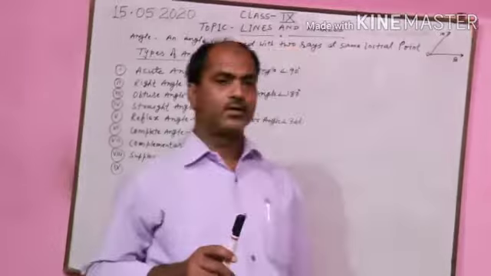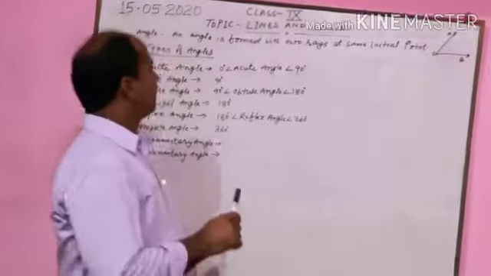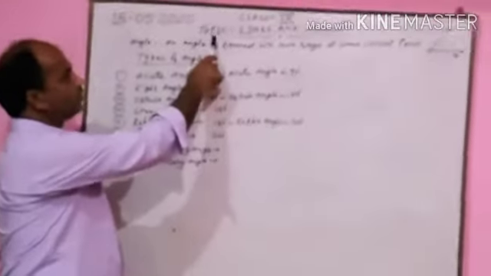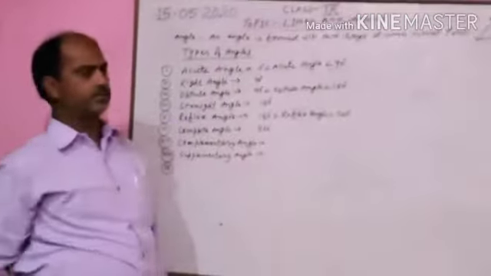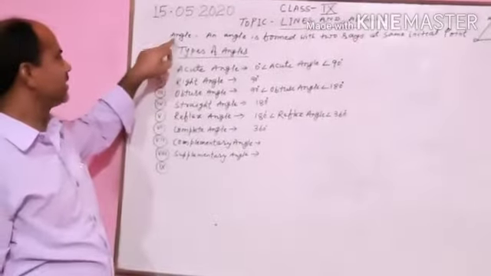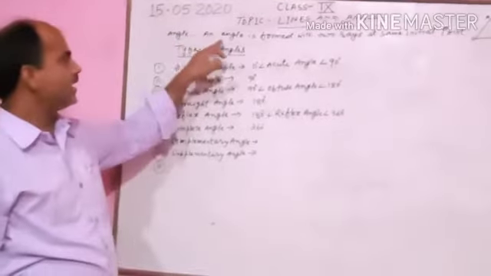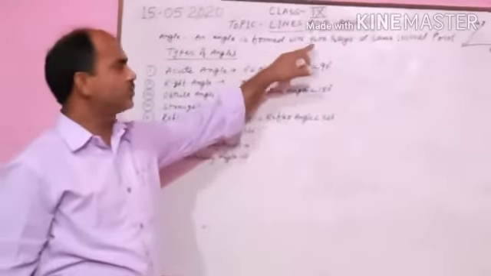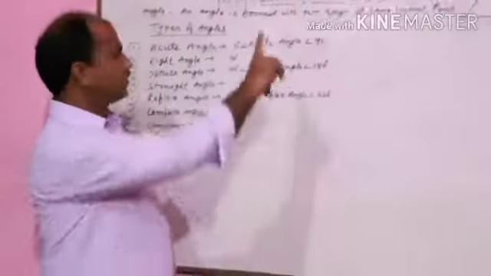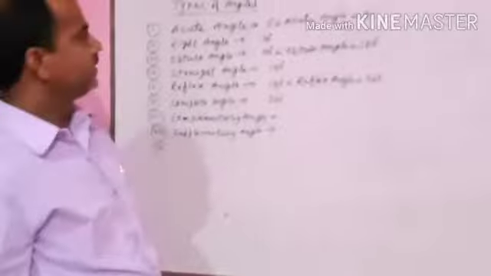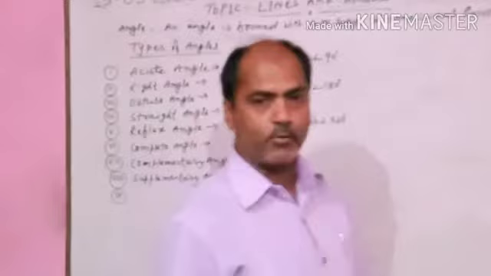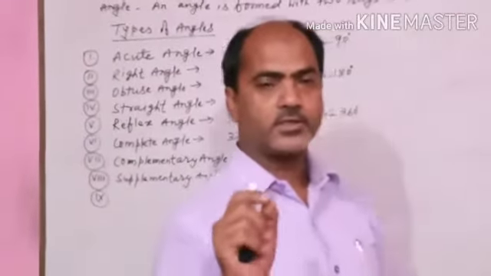Students, today I am going to teach for class 9 the topic lines and angles. At first you have to understand the definition of an angle. An angle is formed by two rays at the same initial point. In other words, if two rays meet at a point, this is called an angle.